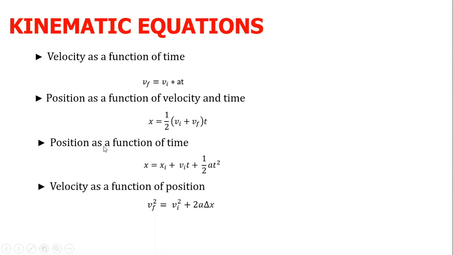And then we have final position as a function of time. So that is final position is equal to initial position plus the product of initial velocity and time plus 1/2 times acceleration times time squared. Next, we have velocity as a function of position. So that is final velocity squared is equal to initial velocity squared plus 2 times acceleration times displacement. So ito yung apat na kinematic equation na kailangan natin in dealing with uniformly accelerated motions.